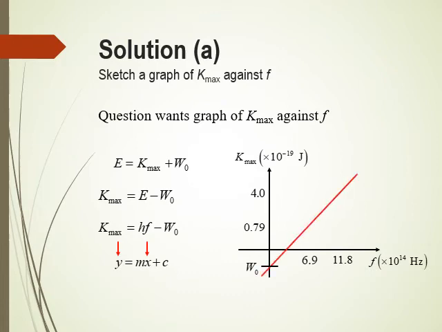So you have a straight line graph where when x equals 6.9, the y equals 0.79. When x equals 11.8, your y equals 4.0. So that is the answer for question A.